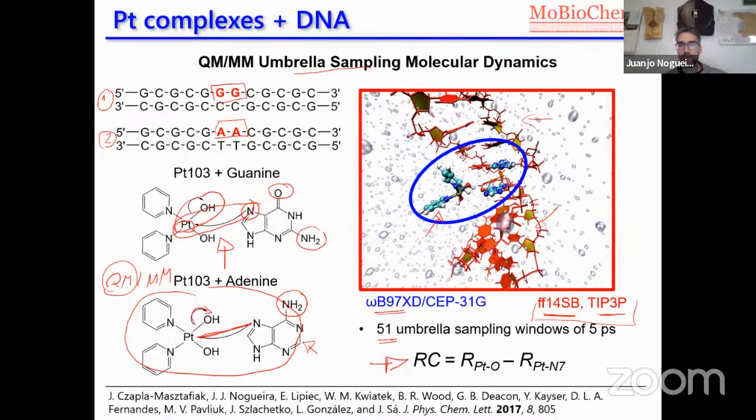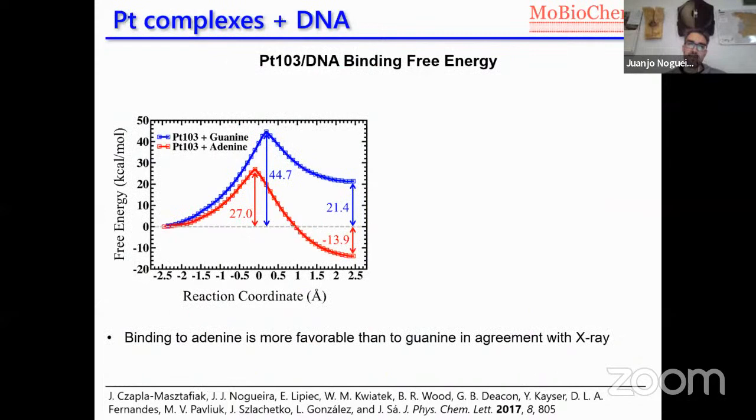So this was the setup, and after running umbrella sampling, we computed the free energy profile of the reaction happening with guanine in blue and with adenine in red. As you can see here, the binding to adenine, this is the free energy of the reaction, is negative, so it is favorable, while the binding to guanine was positive, so it was unfavorable. Also, the barrier for guanine is larger than the barrier for adenine. These energies are in kilocalories per mole.